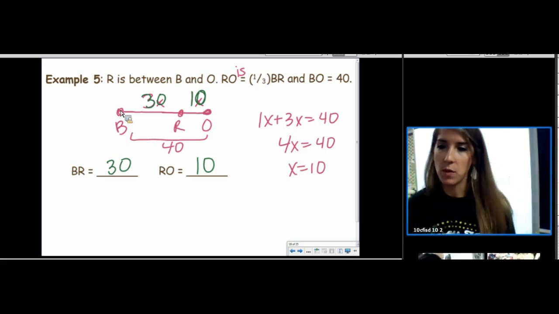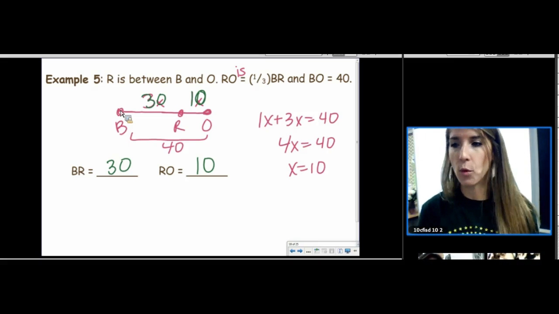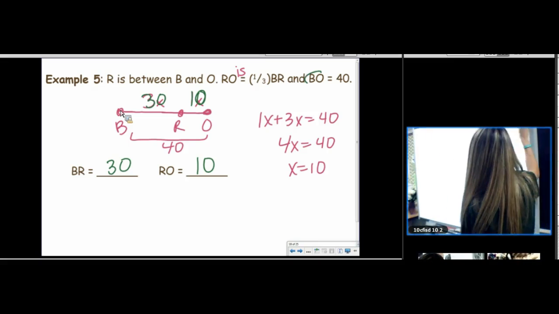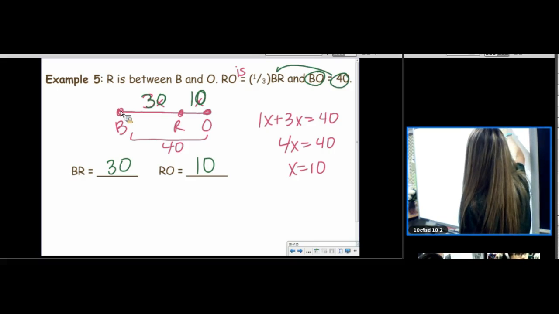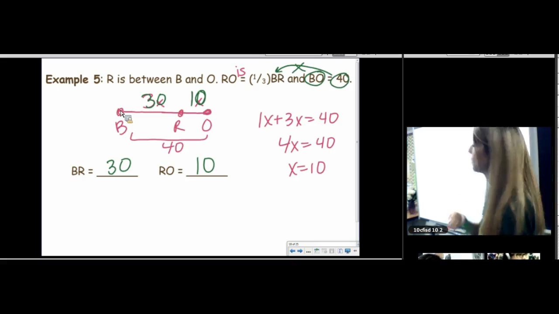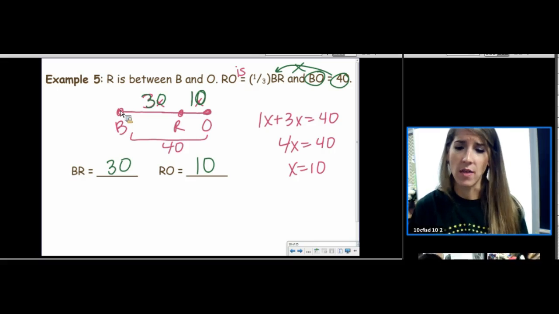The difference on this one is we didn't just do 1/3 times 40, because see how BO is 40? That didn't fit right here. We couldn't just plug it in right there. So we needed to draw a picture and do some reasoning on that one.